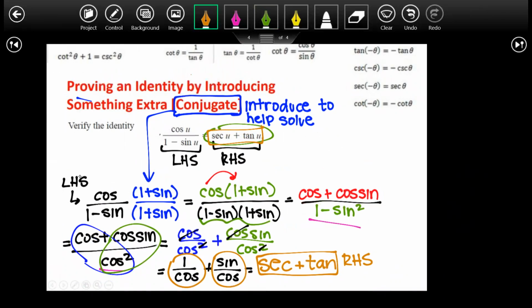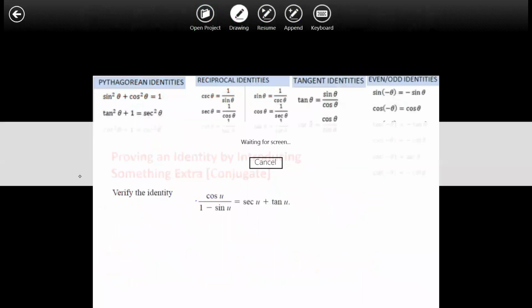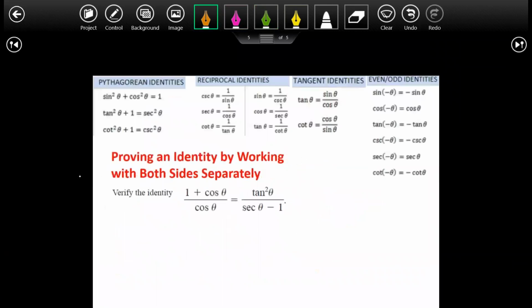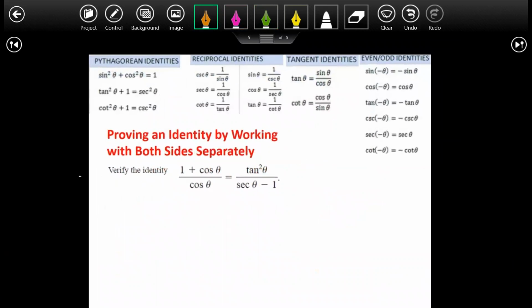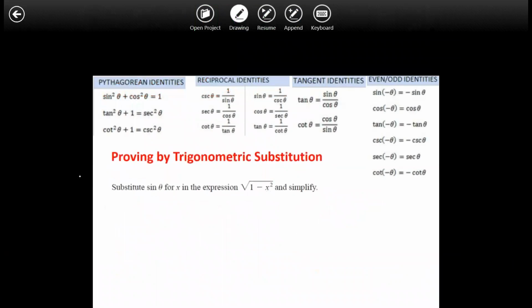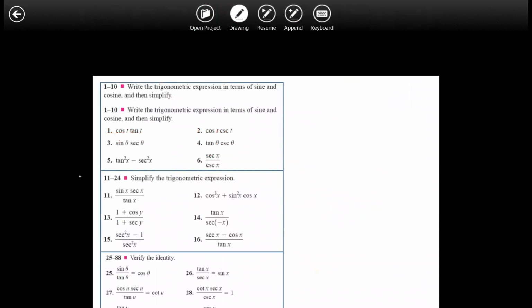So we're introducing a conjugate in order to help us out. Let's keep on doing this. In actuality, let's hold off here. I want to stop here. In this case, we can work on both sides of the identity. So we're going to talk about this one tomorrow. Proving a trig substitution. So we'll do this one. Substitute sine in for an expression and simplify. And then this is our homework.